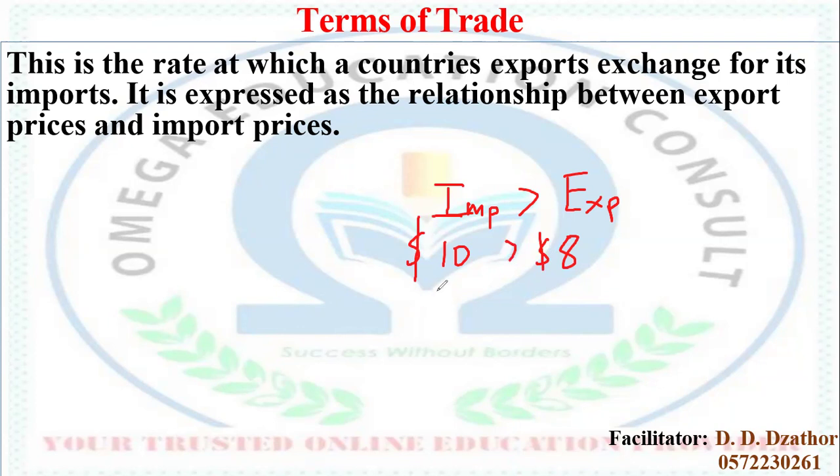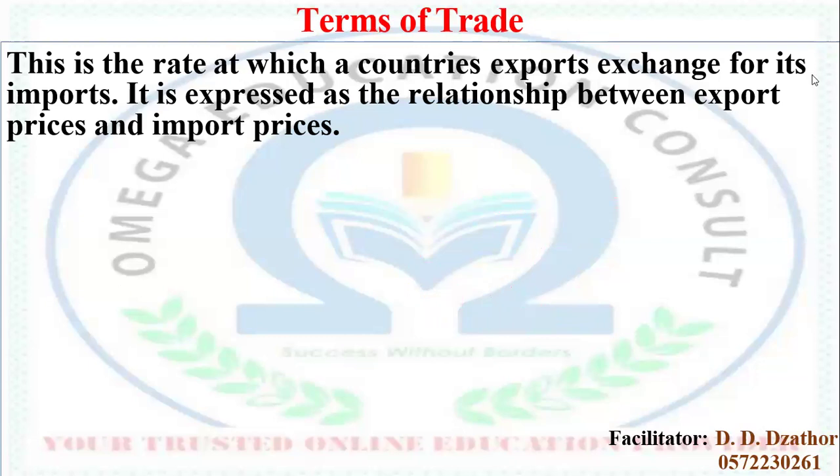However, if I have a situation where we spend $10 in buying things into the country, and yet we sell ours at $17, then it means that we get more money when we sell and then we use less money to buy. Right. So let's look at how to compute terms of trade. So the formula for computing terms of trade is this.